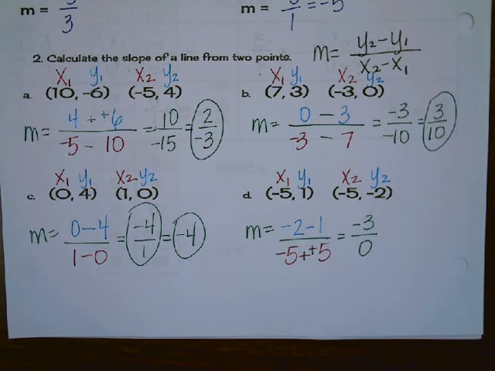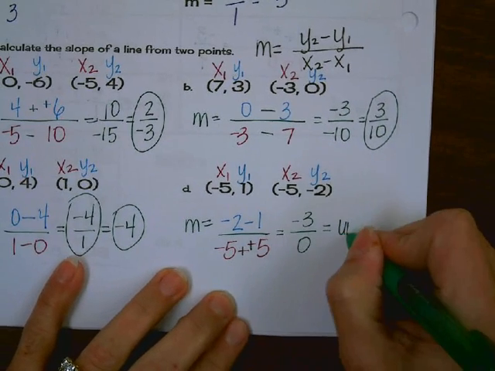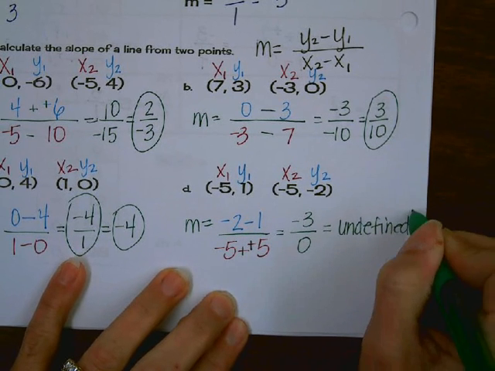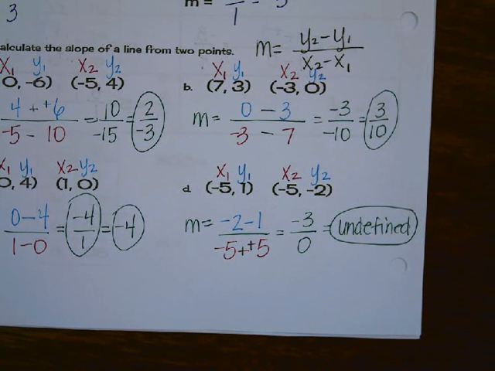Well, we have learned that we cannot divide anything by 0. So in fact, this slope is undefined. This would be a vertical line if we would see it on the graph. Be careful not to say that this has a slope of 0. This slope is undefined. It is a vertical line. It is not a horizontal line.